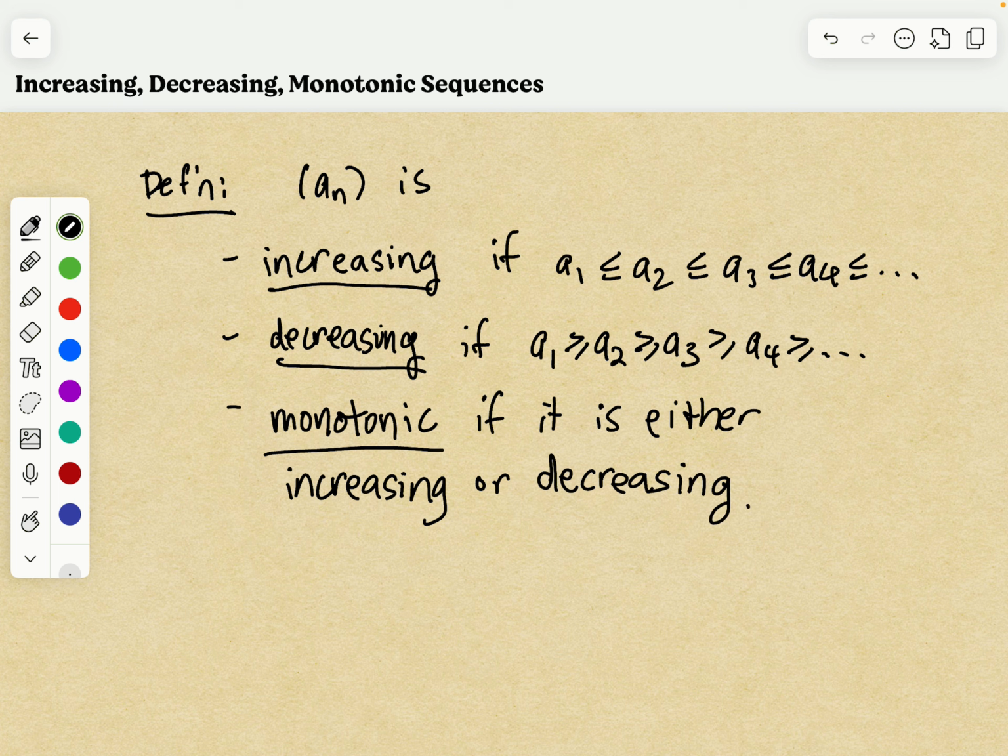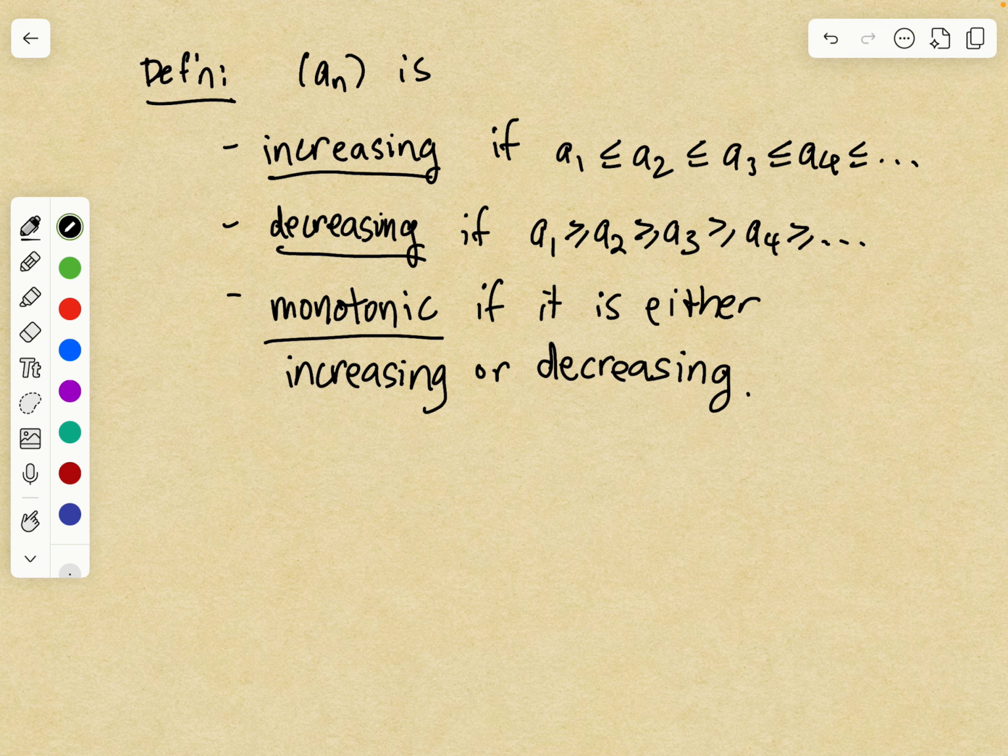Now keep in mind that the numbers in the sequence, if the sequence is increasing, the numbers either stay the same or they increase, they actually get bigger at every step. So let's look at some examples. So if you have the sequence 1, 2, 3, 4, etc., that is certainly increasing.